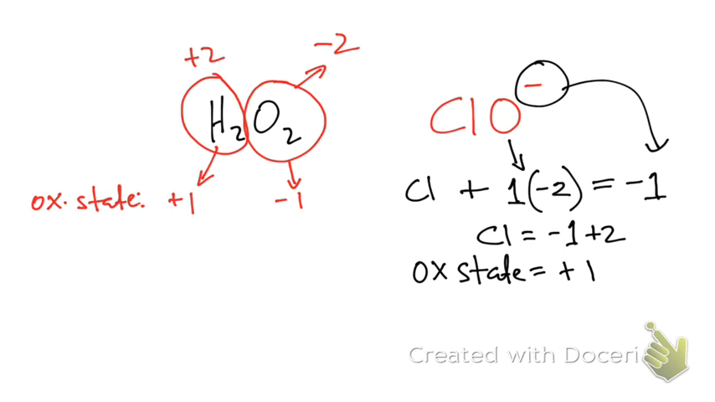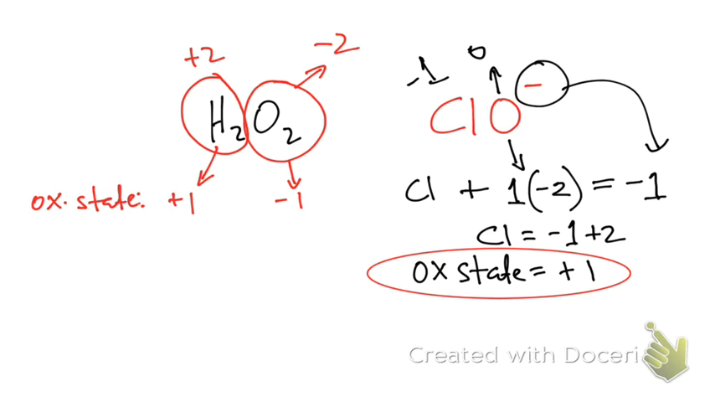is +1. And so let's say that you gave chlorine higher priority here. Then that means that the chlorine would have a -1 oxidation state, and then oxygen must have, let's see, a 0 oxidation state, which is wrong, right? And that's why the right answer here is +1 for chlorine.